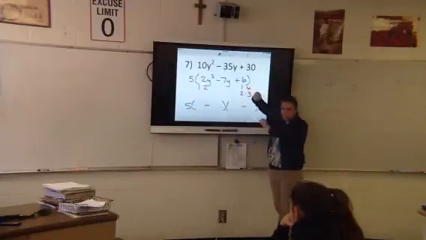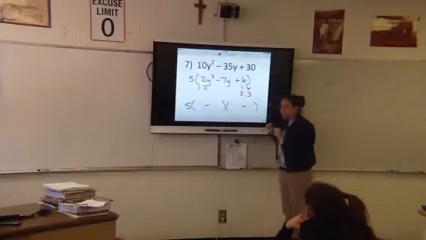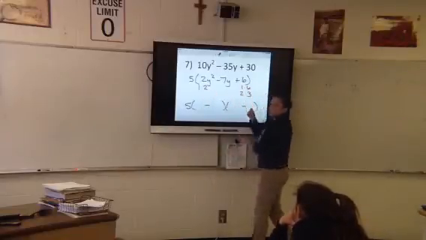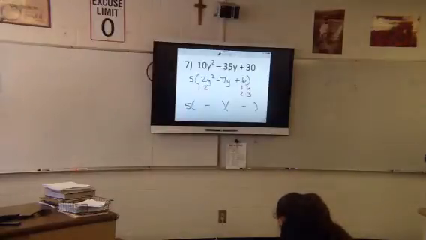So 1 times 6 and 2 times 1, is that going to give us 7? No. Okay. 1 times 3 is 3, 2 times 2 is 4. Could that get us to 7? Yes. So we have to investigate this. Let's check this out and see if we can get it to work out.